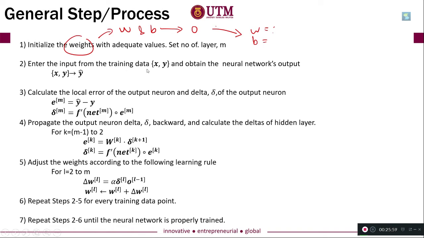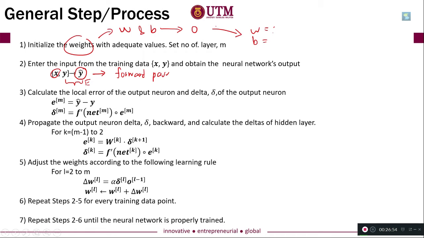enter the input from the training data, X and Y, and obtain the neural network outputs. This is actually a forward pass. It means that you take one sample, you pass it into your network, and once you calculate all the input functions and all the activation functions, at the end you will get your predicted Y, which is Y hat. And then after that you will compare this Y and this Y, where actually you will get the error there.